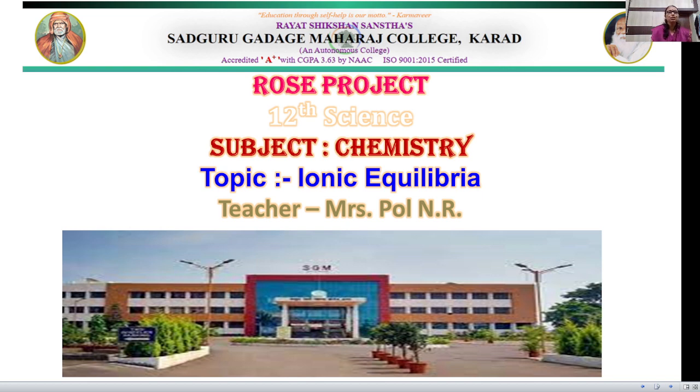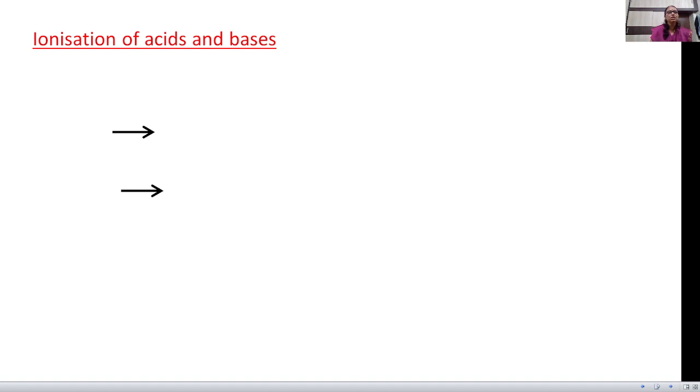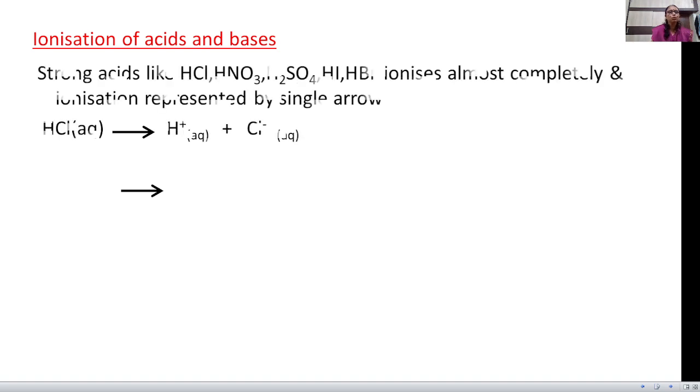In the last lecture, we started the topic of ionic equilibria, and in today's lecture, we are going to see the ionization of acids and bases as well as Ostwald's dilution law. First, we are going to see the ionization of acids and bases.